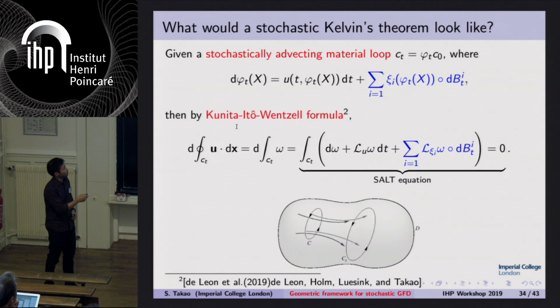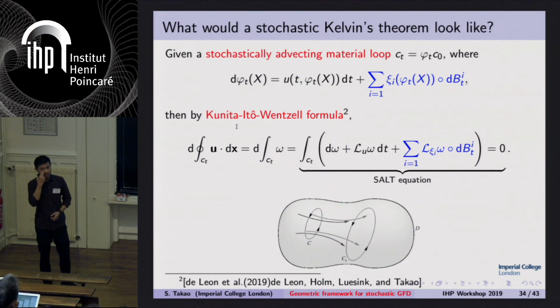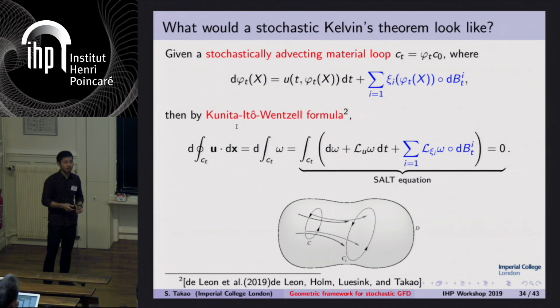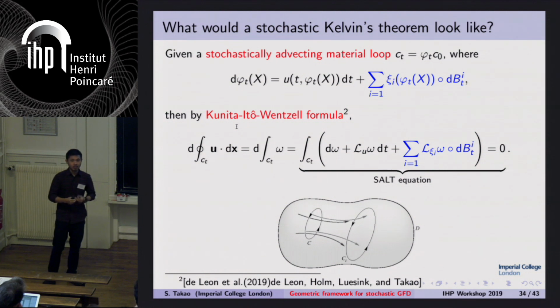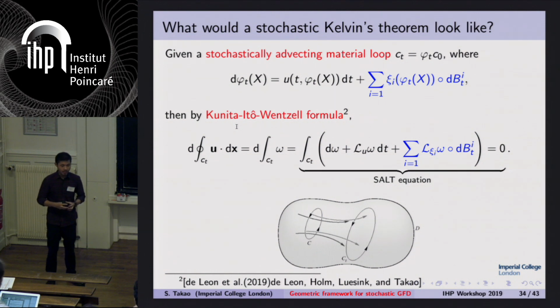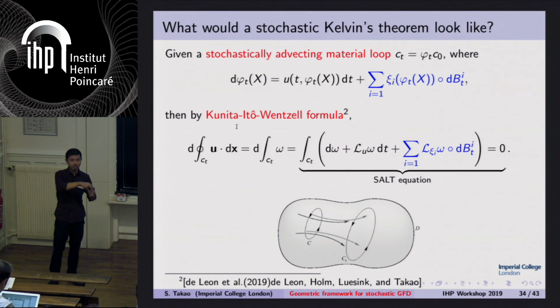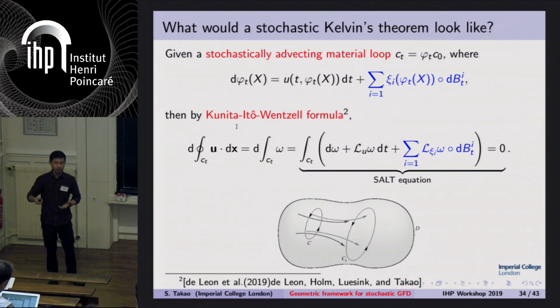But notice that if this is equal to 0, this is just the SALT equation. So what it means is that if your vorticity satisfies the SALT equation, then this satisfies the stochastic Kelvin circulation theorem, which states that your circulation is preserved along a stochastic Lagrangian path. This is quite important because it's like the Lagrangian description of the SALT equation. It says that your stochastic vorticity equation has an equivalent interpretation as your circulation being conserved along a stochastic Lagrangian path.